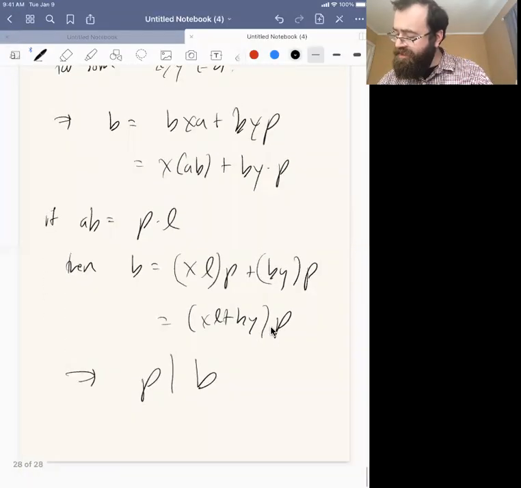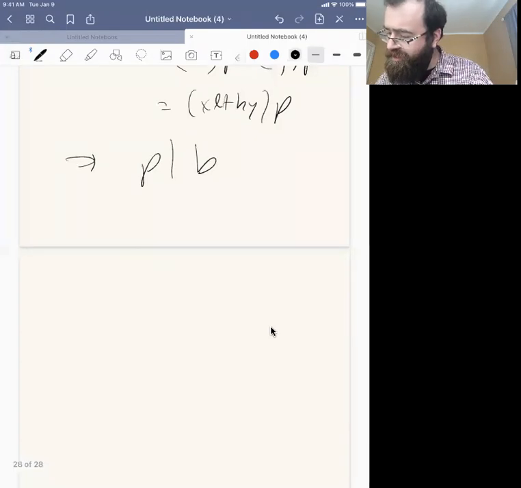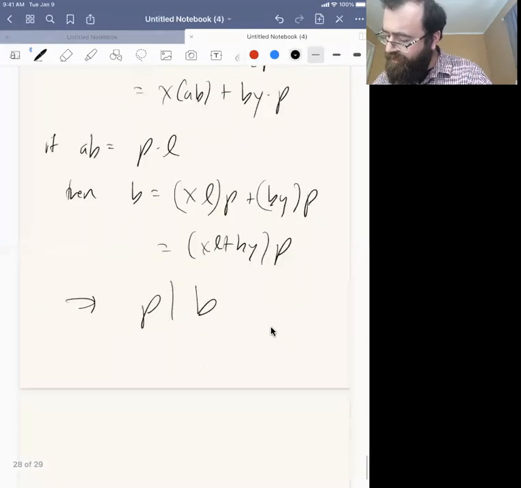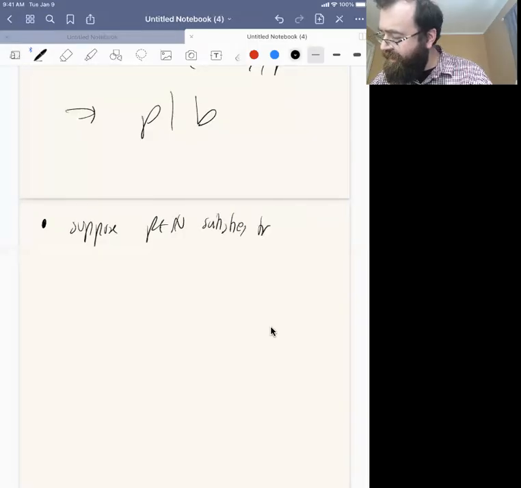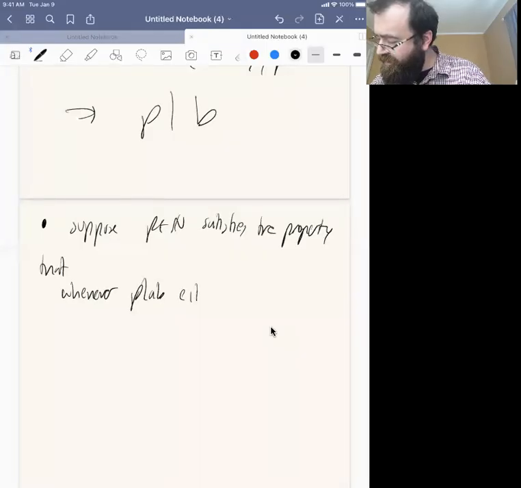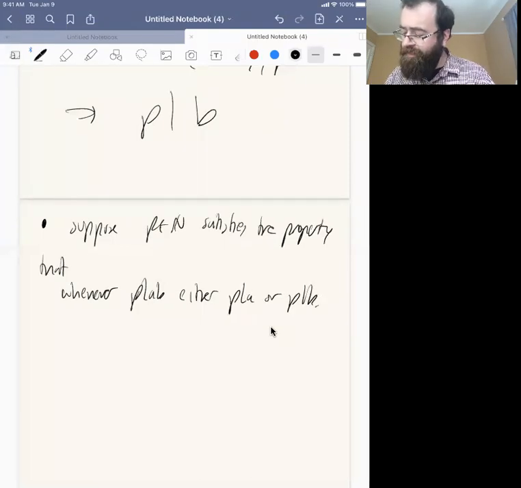Okay, let's go the other way. Let's suppose that P satisfies this property. So now bullet point number 2, which is also a bullet point. Suppose that you have the property. So suppose P in N satisfies the property that whenever P divides AB, either P divides A or P divides B. Okay? All right. So we want to show that P is prime.